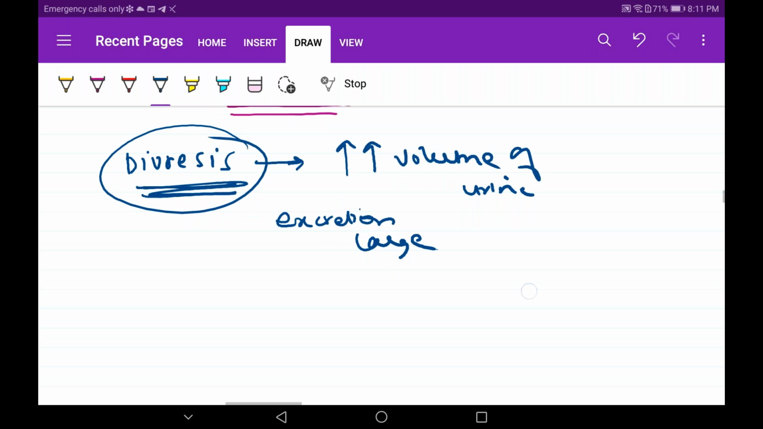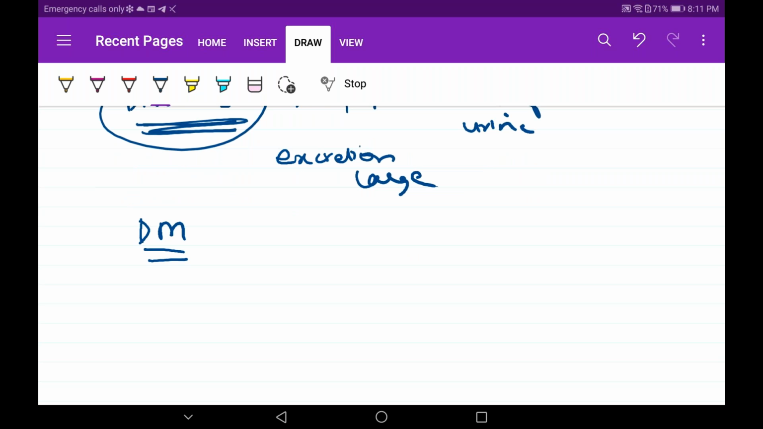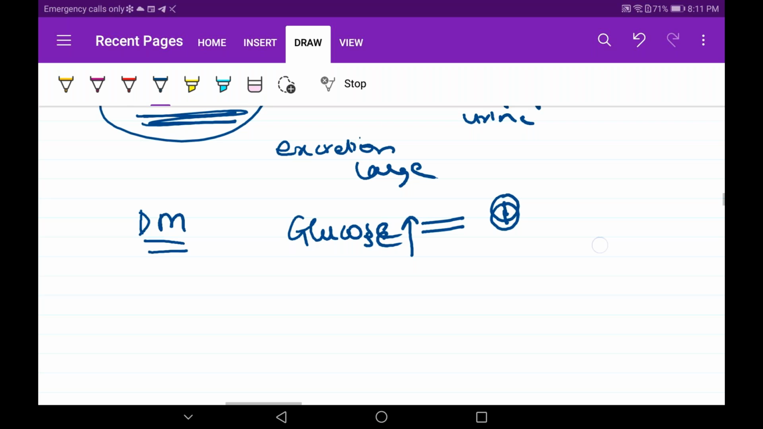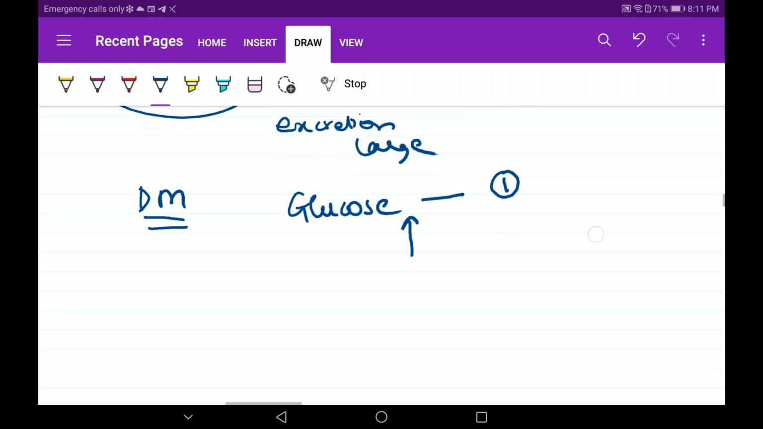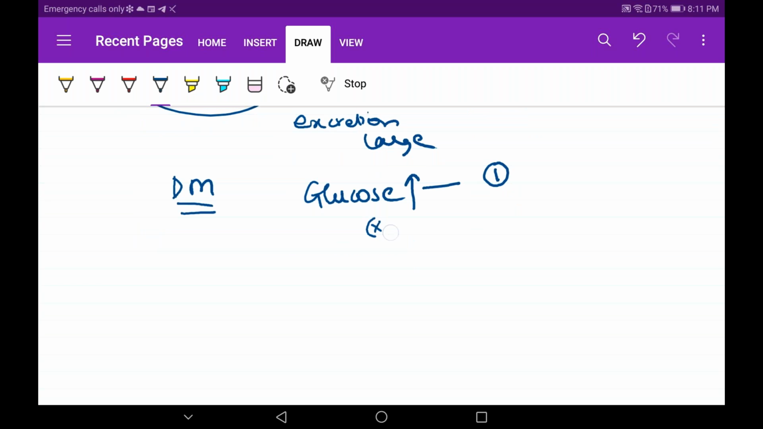See, suppose in a patient of diabetes mellitus, what will happen? Insulin is not produced, or some problem is there with insulin, its action is not working. So glucose will accumulate in the body. First point, glucose accumulates. Since glucose is getting accumulated, the tubules will not be able to reabsorb all the glucose. Glucose has to get reabsorbed in the PCT, but it is not getting reabsorbed because it is present in very large amounts in diabetes mellitus patients.